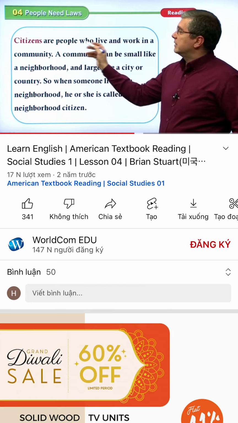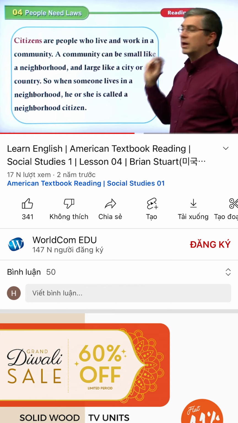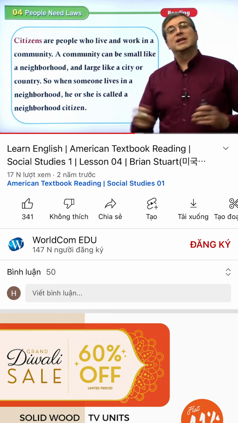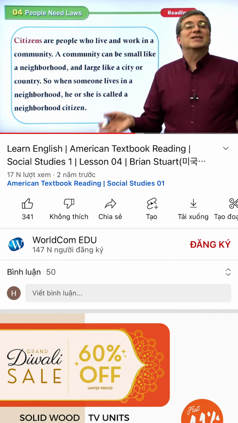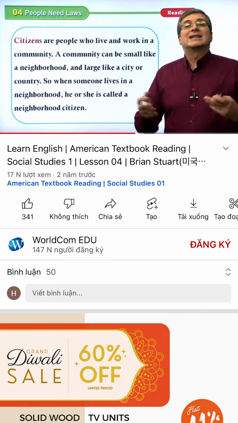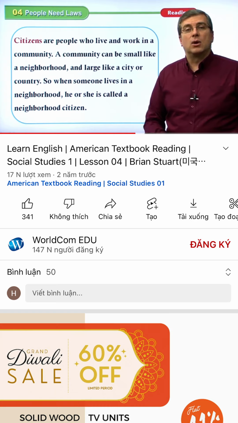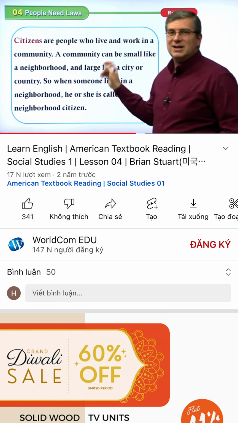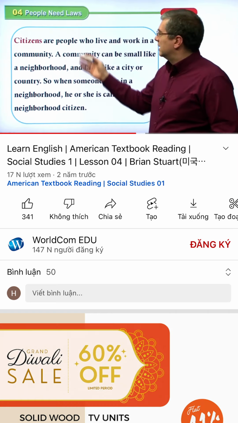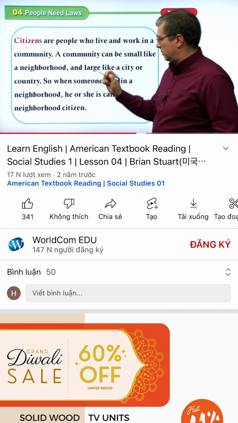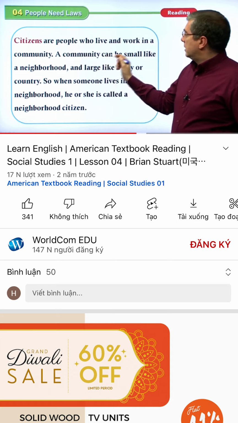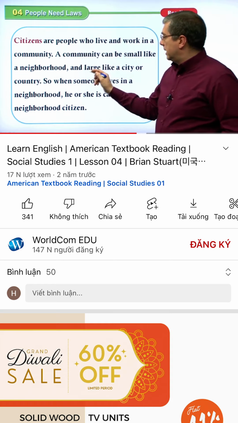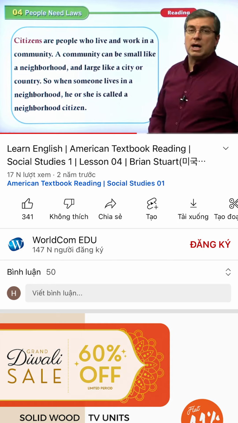First of all, we have citizens are people who live and work in a community. Right, we've seen that a lot before. That's just actually a standard definition, right? That's the definition that we saw before of citizens. And it's not really a topic sentence, it's just a definition sentence. Citizens are people who live and work in a community. A community can be small, like a neighborhood, and large, like a city or a country.